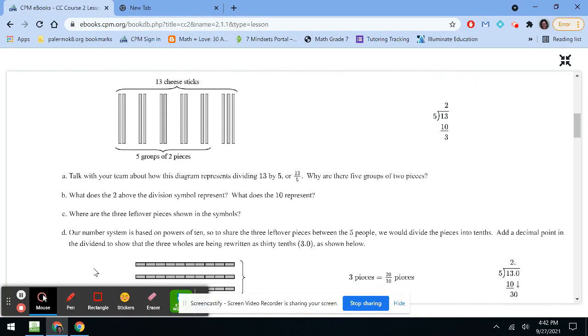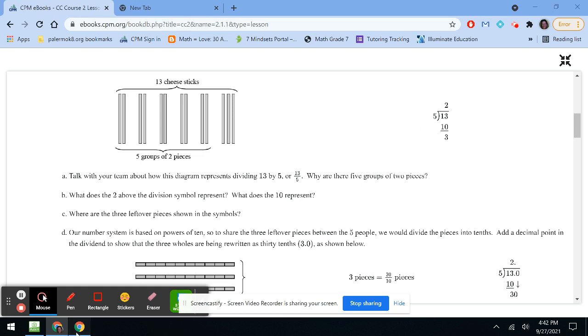Where are the 3 leftover pieces shown in the symbols? 3 leftover pieces. I see them here in the diagram, these 3 pieces here, but where is it over here? These are the symbols. Letters and numbers are symbols. So I see the 3 leftover right here.